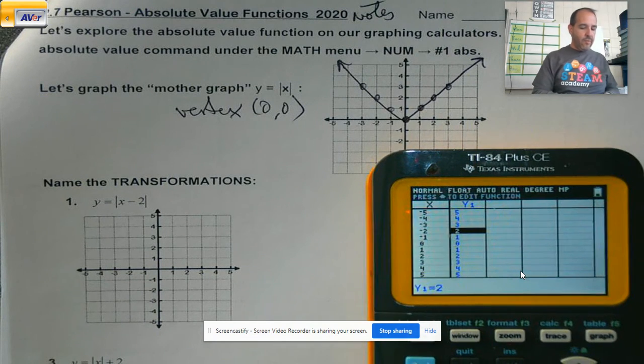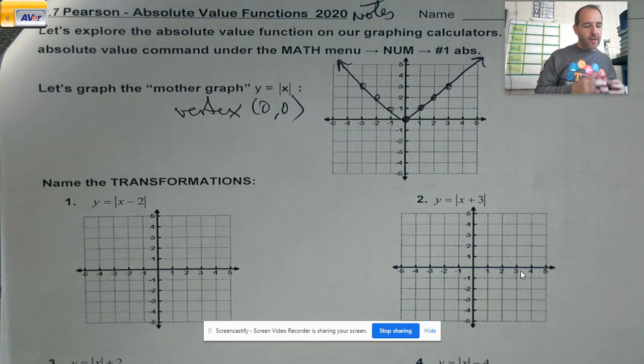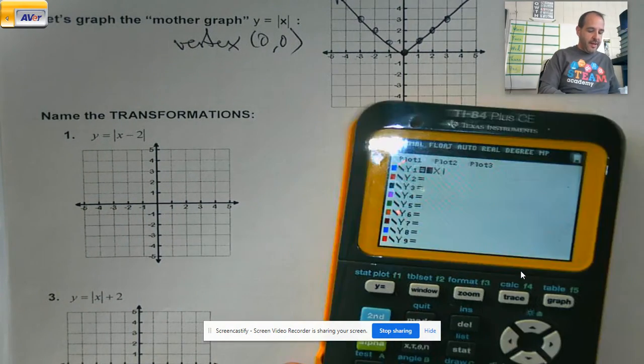Now, when we go to name the transformations, we're going to discover for a little bit here before I give you the exact way that we do it, because I want you to kind of see it before you just try and memorize it. So we're going to go back to our calculator.